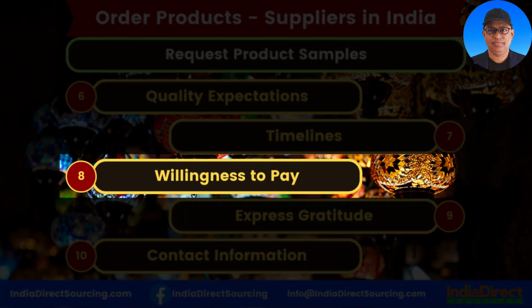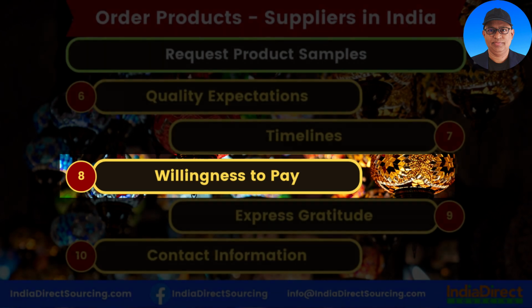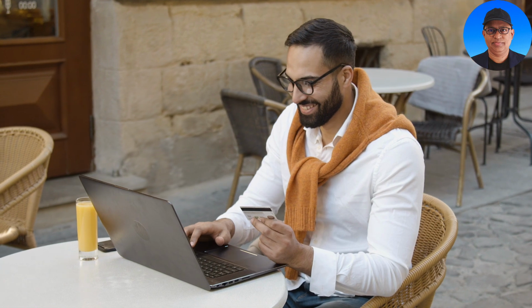Number 8 would be willingness to pay. If the supplier charges for samples, inquire about the cost and payment methods. Some suppliers might offer free samples while others might charge a nominal fee for the shipment. And most of the Indian suppliers will provide you the free sample, but they will charge you the shipment, which you would pay, and they will provide you the sample.